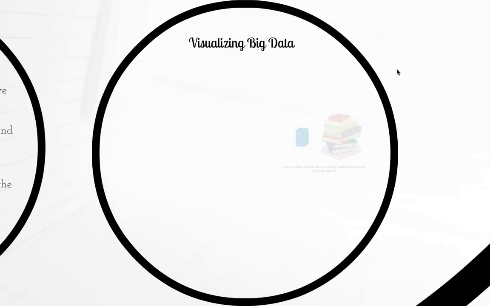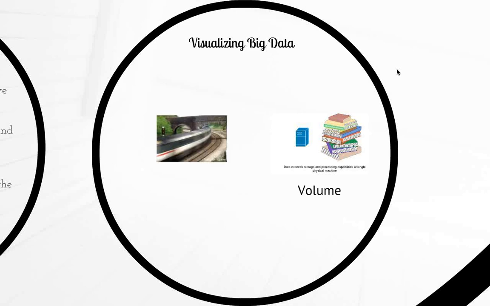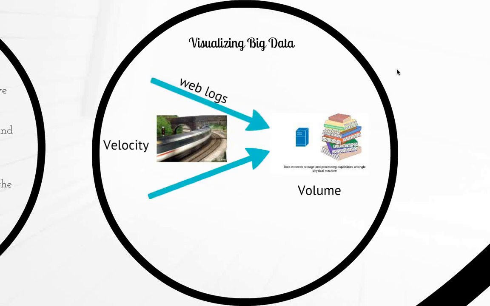Let's quickly visualize big data. You have a machine or servers that are fantastic, but the amount of data that you are processing is much more than that. That's volume. Data comes to your system with tremendous velocity. That's speed, that's velocity. And data comes to you from different sources, and that is variety. These are the 3 V's of big data.